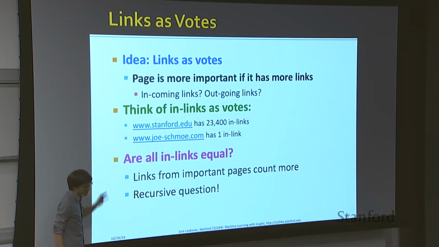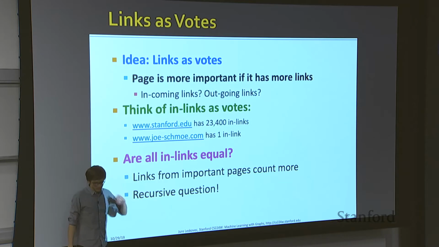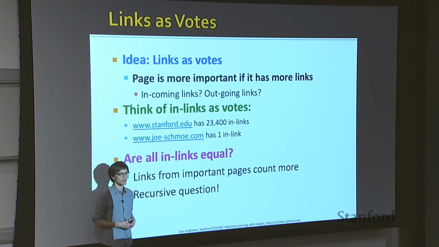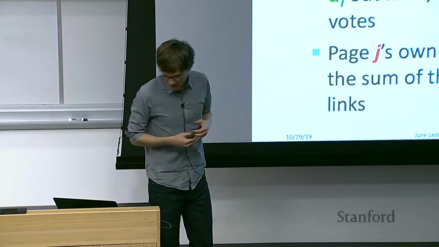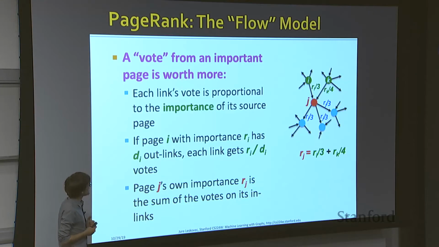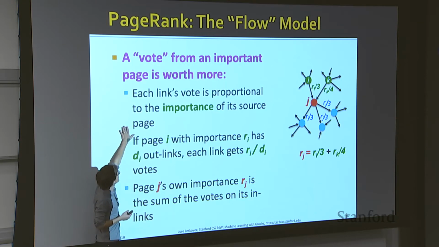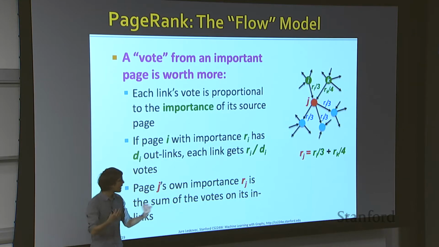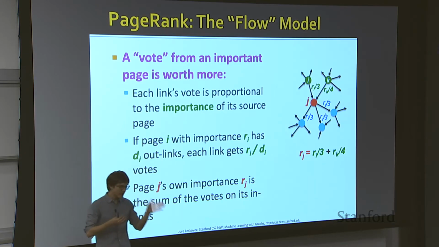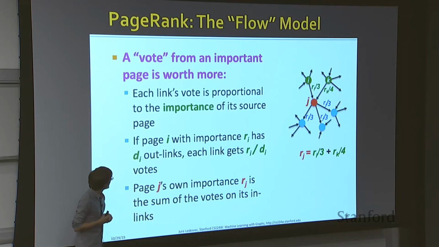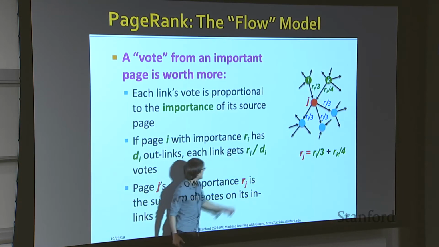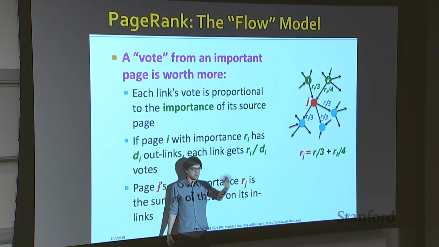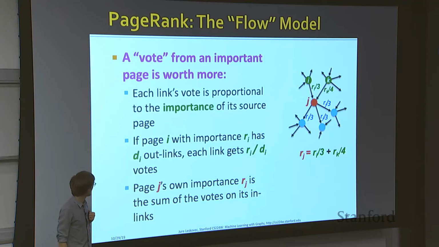But the idea right now is that links are votes, and links from more important pages make you more important. So it's not only about the number of friends you have, but also how important your friends are. A vote from a more important page is worth more. Each page has a number of links and each page has an importance. When a page creates outlinks, it takes its importance and evenly splits it along all the outlinks. So if a page i with importance r_i has d_i outlinks, then each of the targets gets r_i divided by d_i credit or vote from that page i.